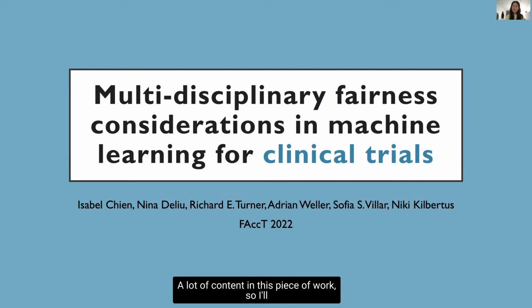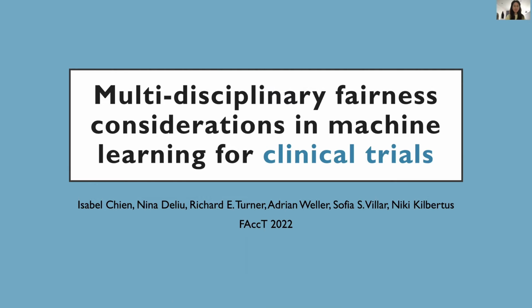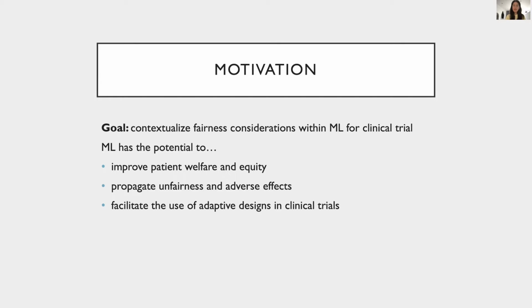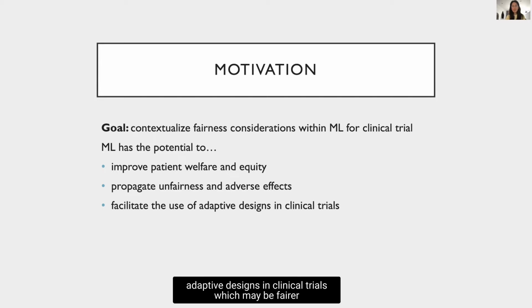There's quite a lot of content in this piece of work, so I'll be briefly touching on all of the many topics covered. The goal of this work is to contextualize fairness considerations within machine learning for clinical trials, which as yet has not been explicitly examined. We consider machine learning from several angles: its potential to improve patient welfare and equity, the risks of propagating unfairness and adverse effects when used in clinical trials, and its potential to facilitate the use of adaptive designs in clinical trials, which may be fairer than traditional designs in many cases.